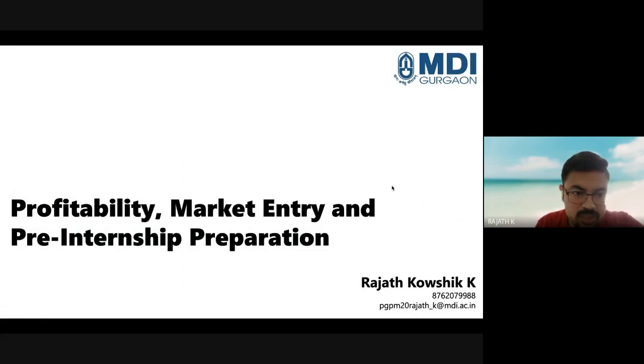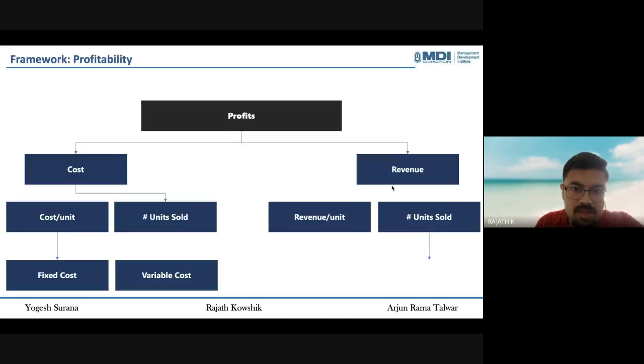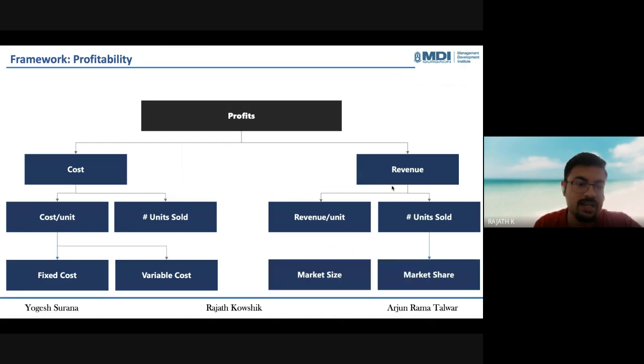And since we'll be starting with profitability first, as we discussed earlier, the structure for profitability is very straightforward, right? It consists of breaking down cost and revenue into its component parts, which should be the unit cost or the unit revenue, and then looking at the number of units sold, right? Now, the second aspect to it, of course, is in terms of breaking the revenue down, or rather the revenue in terms of the number of units, we'll need to look at the market size and the market share.